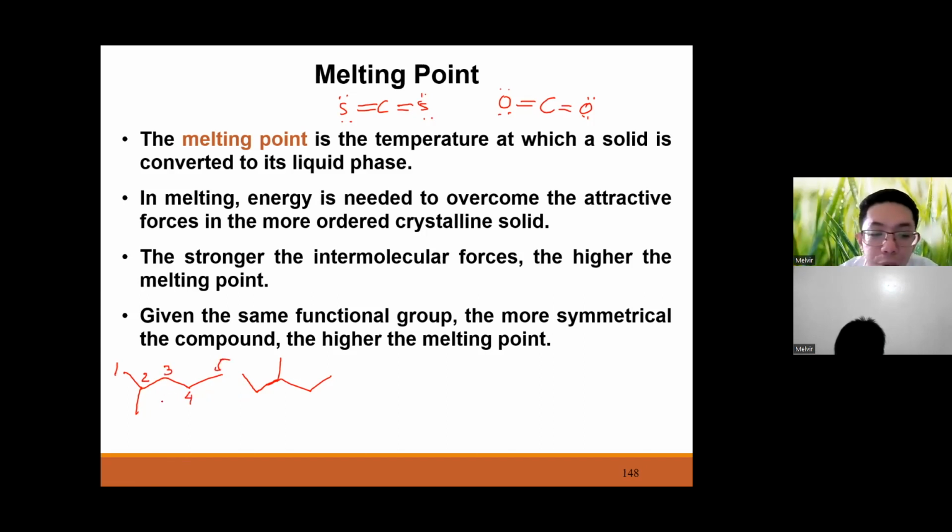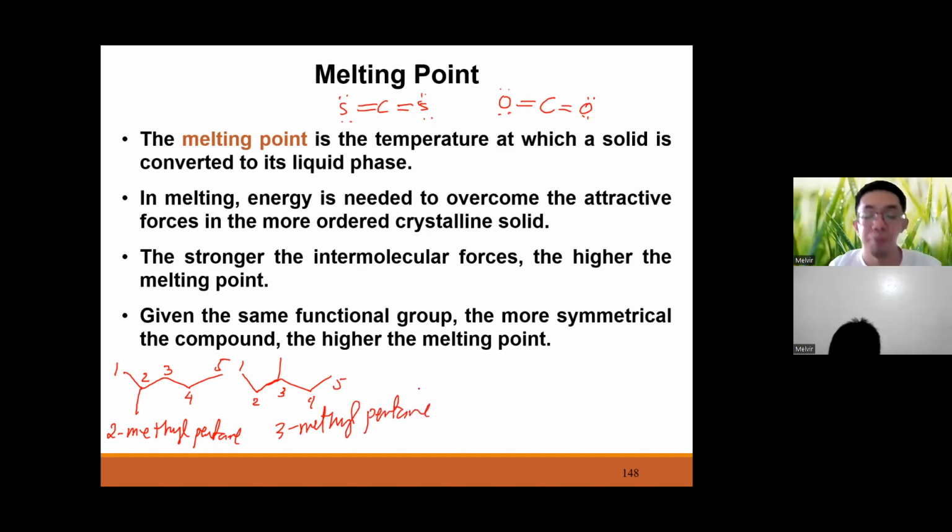Where is your methyl group in the first one? It is at carbon 2. So this is called 2-methylpentane. Good. The other one is 3-methylpentane. Okay, I have a question. Which one will have a higher boiling point? Melting point, rather. Relatively, they have the same molar mass because they are constitutional isomers.